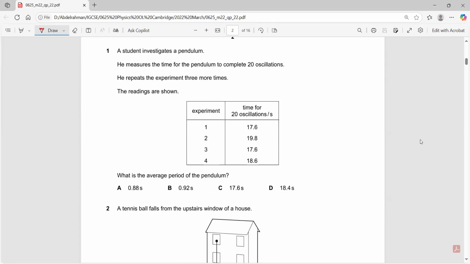A student investigates a pendulum. He measures the time for the pendulum to complete 20 oscillations. He repeats the experiment 3 more times. The readings are shown. What is the average period of the pendulum? Can I find the average period?